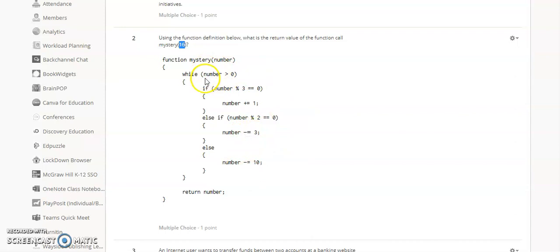Run back to the top. 13 is bigger than 0. Is it divisible by 3? Nope. Divisible by 2? Nope. Okay, we're going to subtract 10 from it. It's now the number 3.